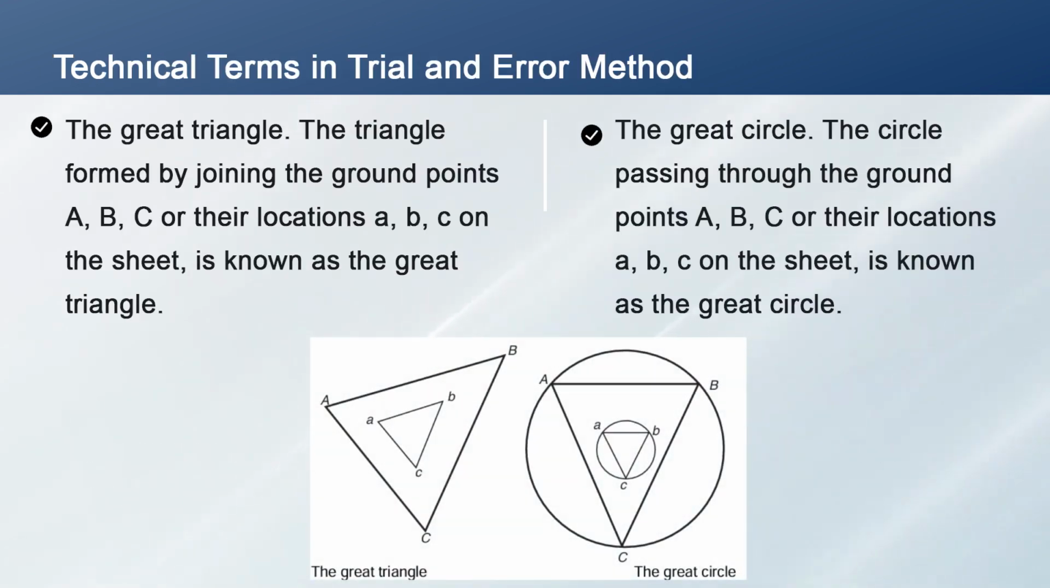There are two technical terms in the trial and error method: great triangle and great circle. The triangle formed by joining the ground points capital A, B, C, or their locations small a, b, c on the sheet, is known as the great triangle, which is given in the figure. And the great circle is the circle passing through the ground points capital A, B, C, or their locations small a, b, c on the sheet, which is given in the figure.